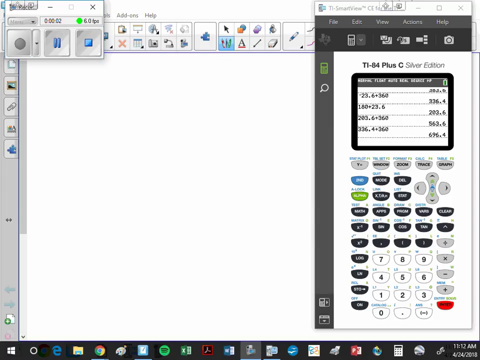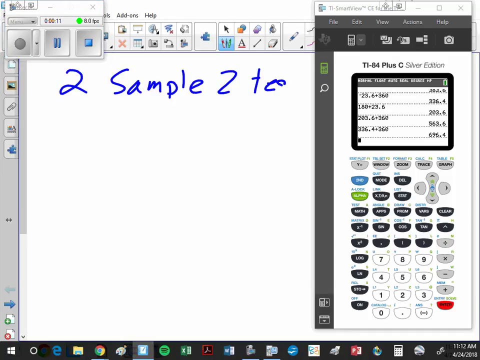Okay, two sample z-test. We're going to do that one first. The worksheet. So, two sample z-test.